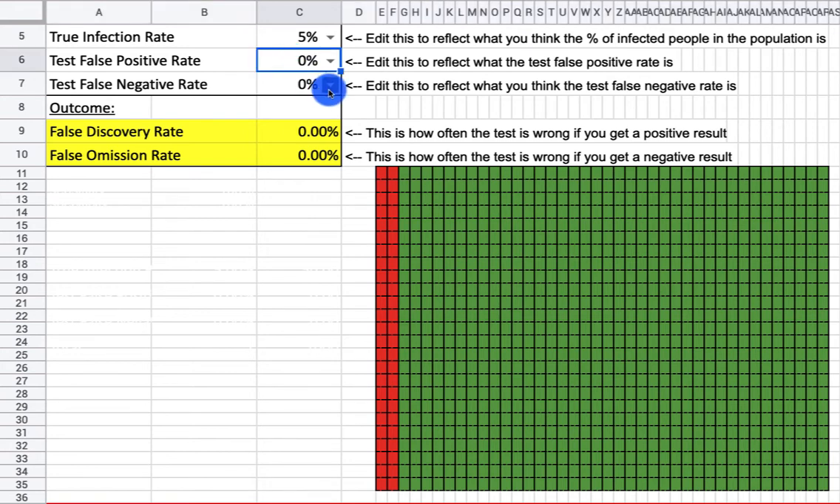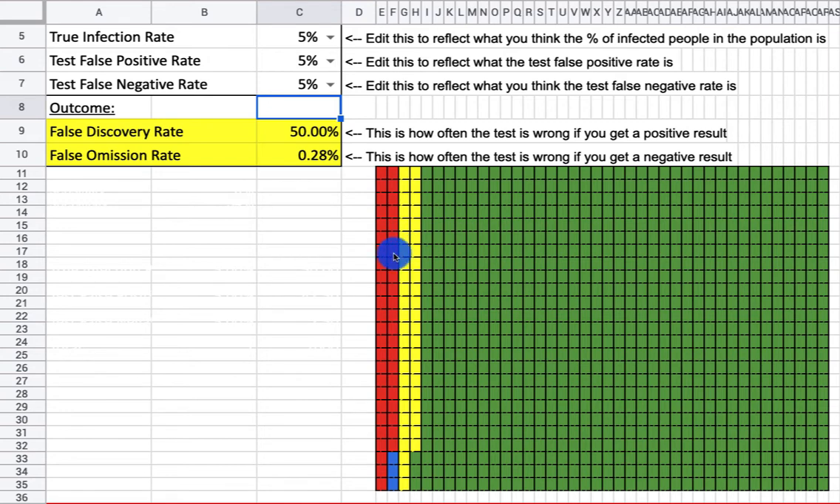So let's put in the case I have from the main video, which is a 5% false positive rate and a 5% false negative rate. What we see is this visualization changes. We get a bunch of yellows, those are our false positives, and a few false negatives. And what else we see is our false discovery rate goes to 50%. That means that if you get a positive result, you don't know if you're one of these red people who has the disease and are told that you do, or one of these yellow people who don't have the disease, but are also told that you do.